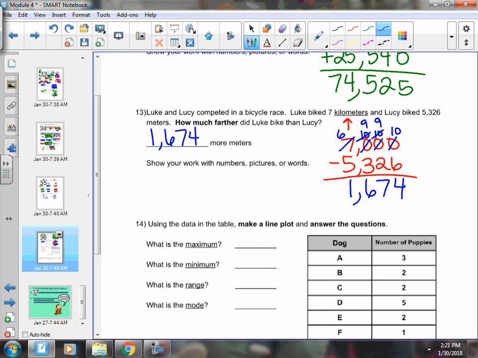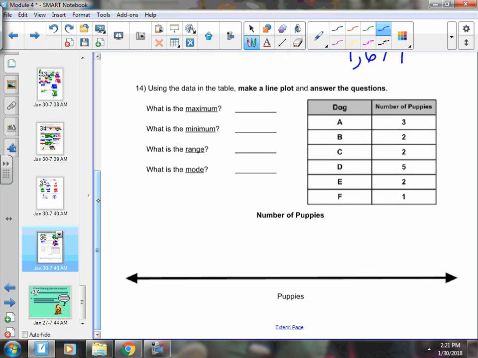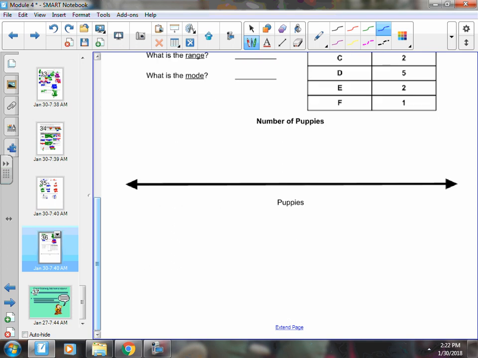And number 14, I'm going to make a line plot. Remember, a line plot is with X's. Each piece of data is shown with an X. It looks like how many puppies each dog had. So dog A had 3 puppies, dog B had 2 puppies, dog C had 2 puppies, dog D had 5 puppies, dog E had 2 puppies, dog F had 1 puppy. These numbers are pretty small, so making our line plot should be pretty easy.